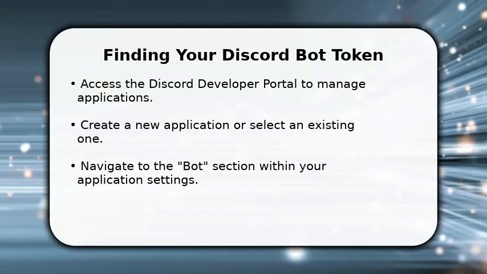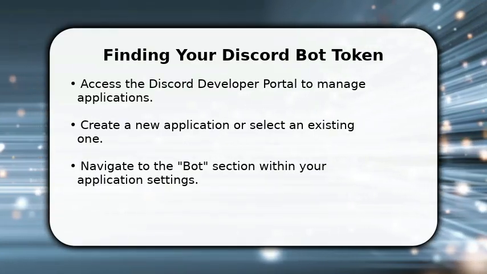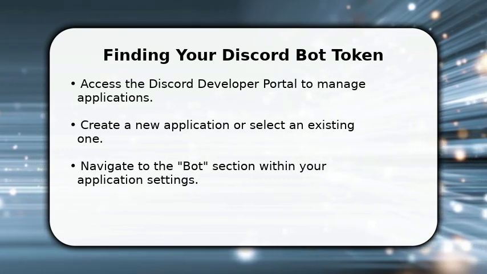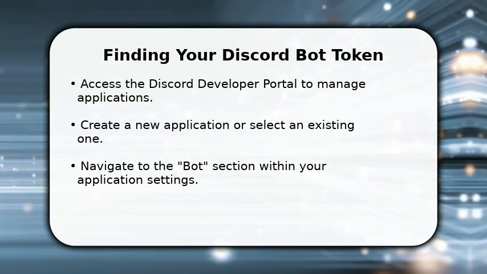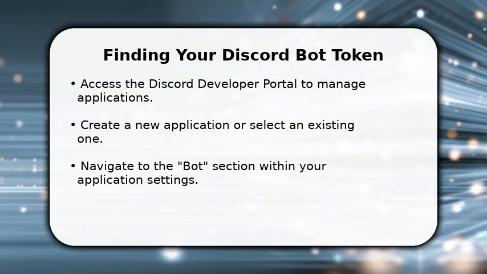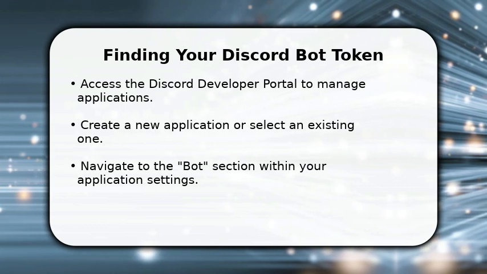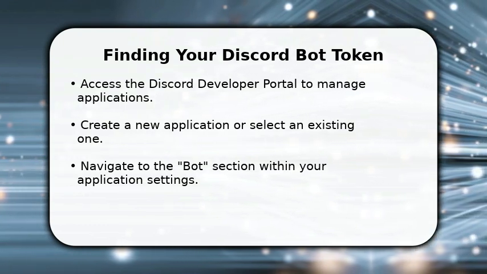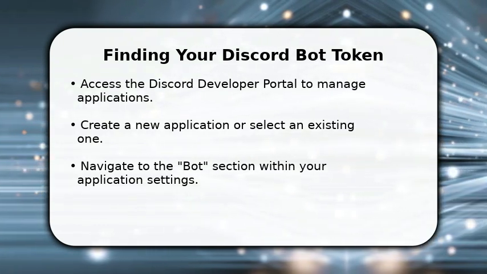Enjoy the video. In this video, I will explain how to find your Discord bot token. First, head over to the Discord developer portal. This is where you manage all your applications. Once there, you'll either create a brand new application or select one you've already started working on.